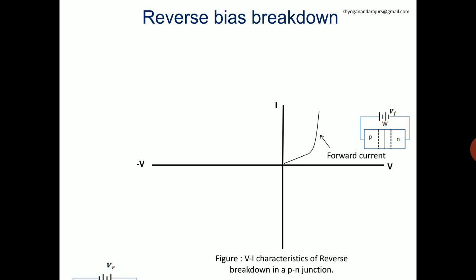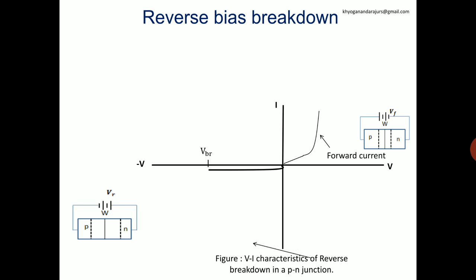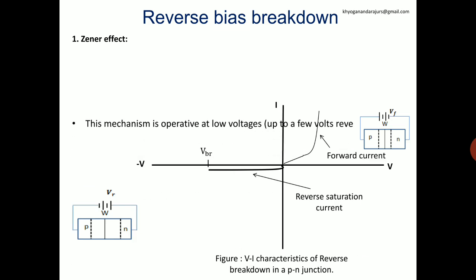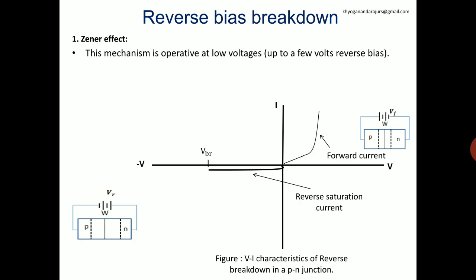Okay, there's a reverse bias PN junction, and the reverse saturation current is there until a breakdown voltage VBR. We can see the reverse saturation current rises sharply. We knew this before, but we'll try to see the different mechanisms in the IV characteristics. First we'll take the Zener effect. This Zener effect is operative at low voltages, up to a few volts of the reverse bias. Starting from the breakdown voltage, we can see the Zener breakdown.